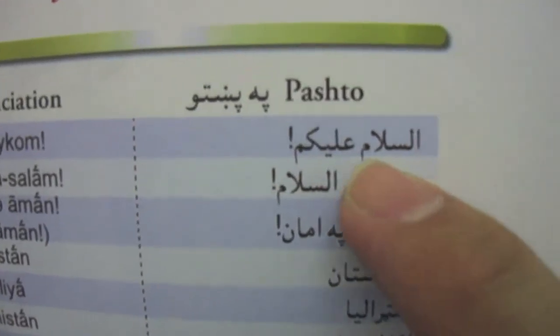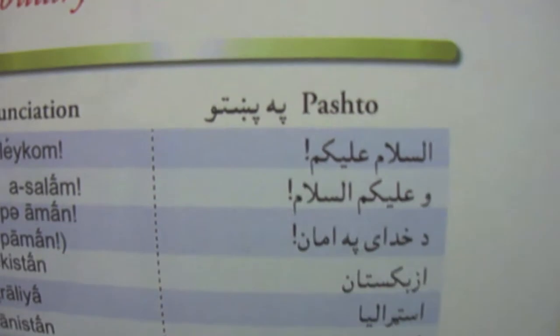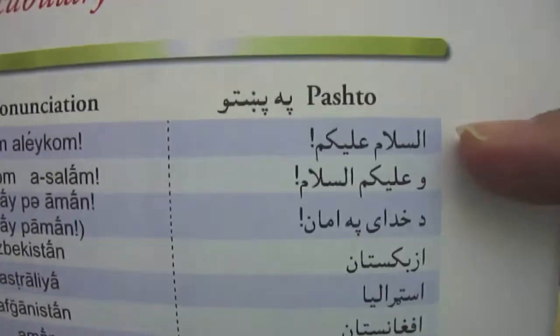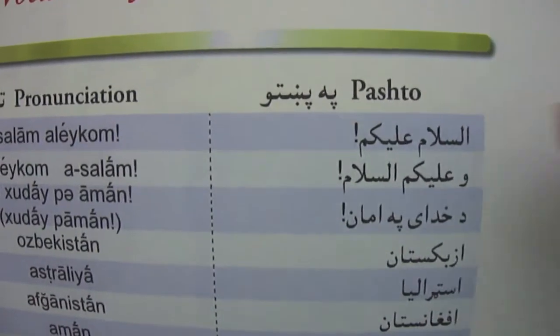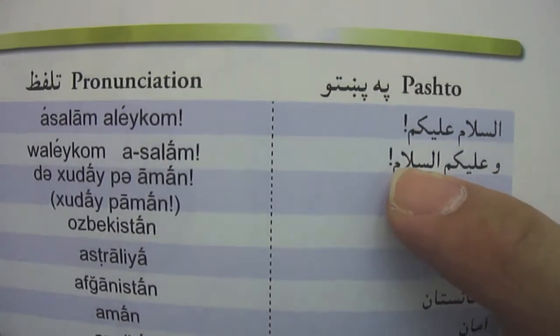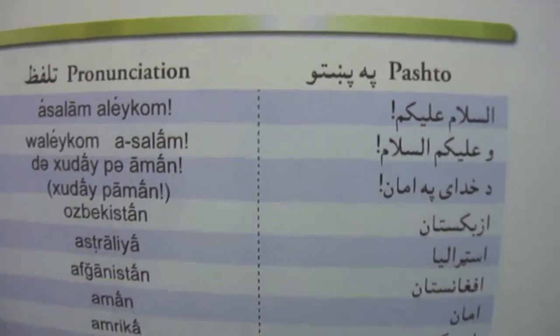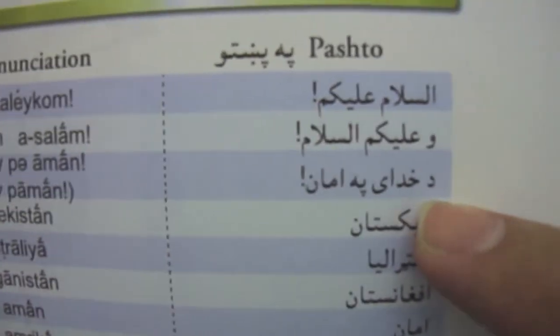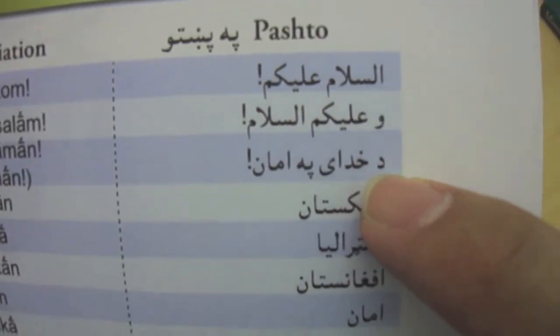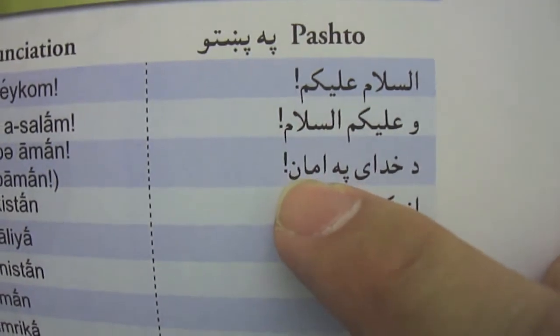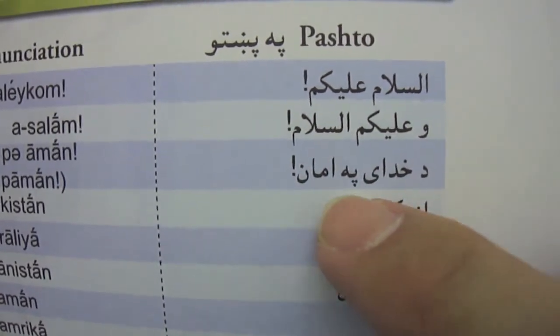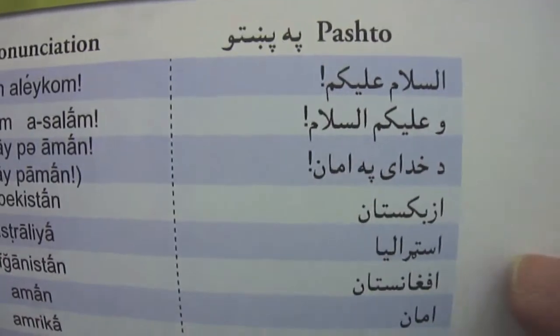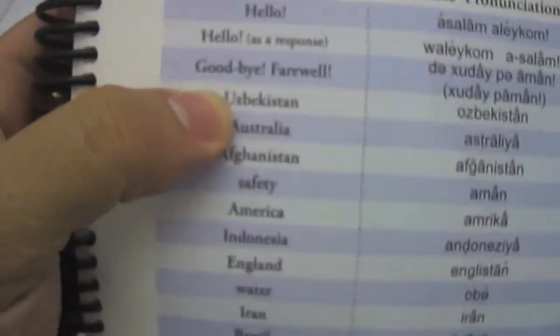So let's start here. Salam alaikum. I already know that. So it's one less item in the list. Wa alaikum salam is the reply to that. Okay, no problem. Then we have slightly different here. De Khodai pe aman. Khodai pe aman. This is their version for goodbye or farewell.